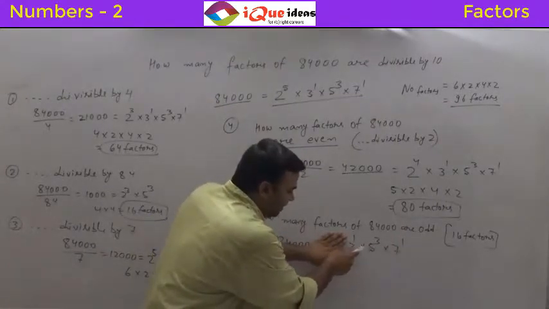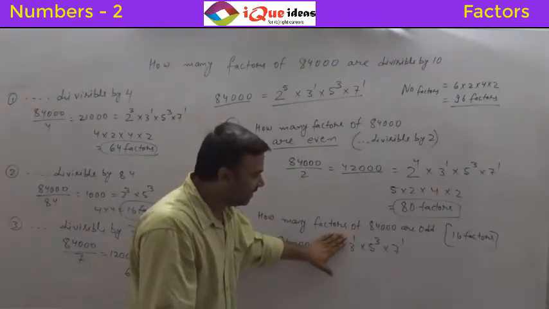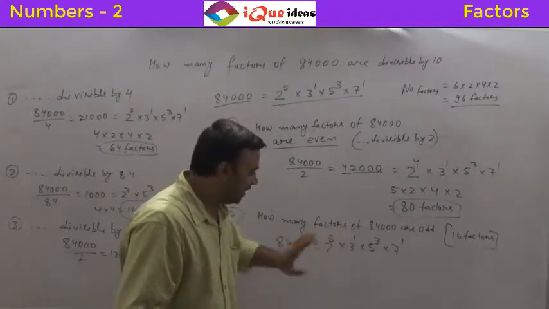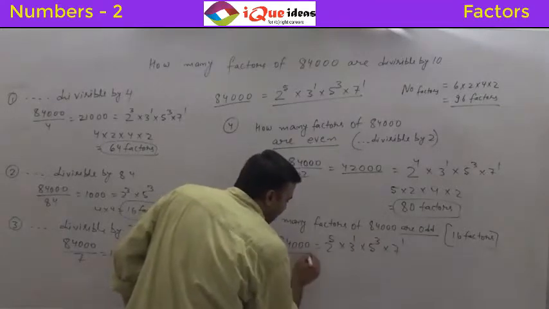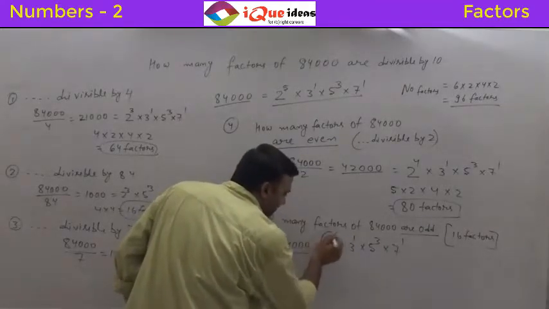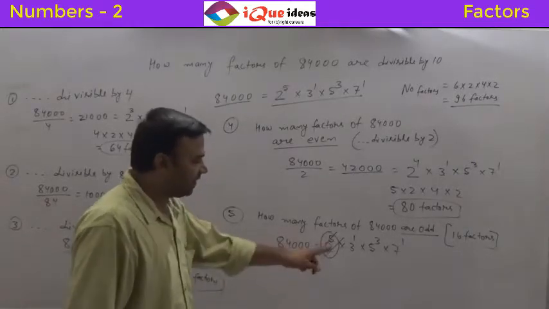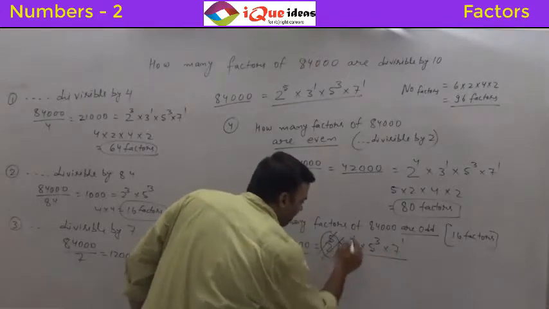Now all these 3, 5, 7, they are all odd numbers. So any combination of those factors will result in an odd factor. As simple as that. Okay, so if you have to find the number of factors which are odd, just factorize the number and ignore the power of 2 completely. And then find the number of factors from the remaining portion.